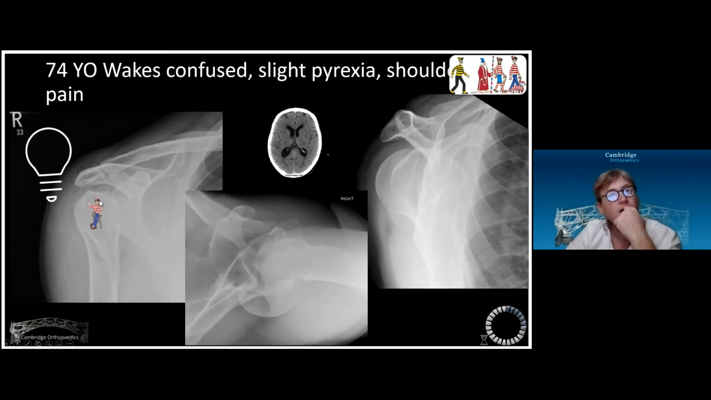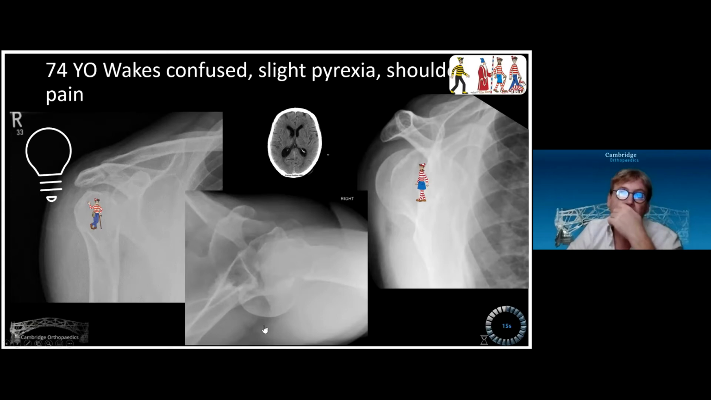So I hope by now you've all seen Wally, the light bulb sign, internally rotated arm. Yeah, we see the glenoid face on the lateral scapular view with the humeral head posteriorly directed. So we found Wender.